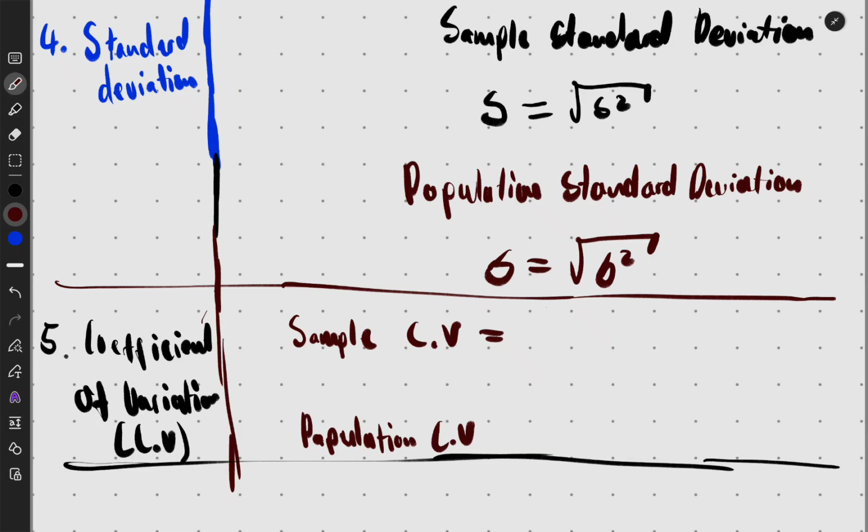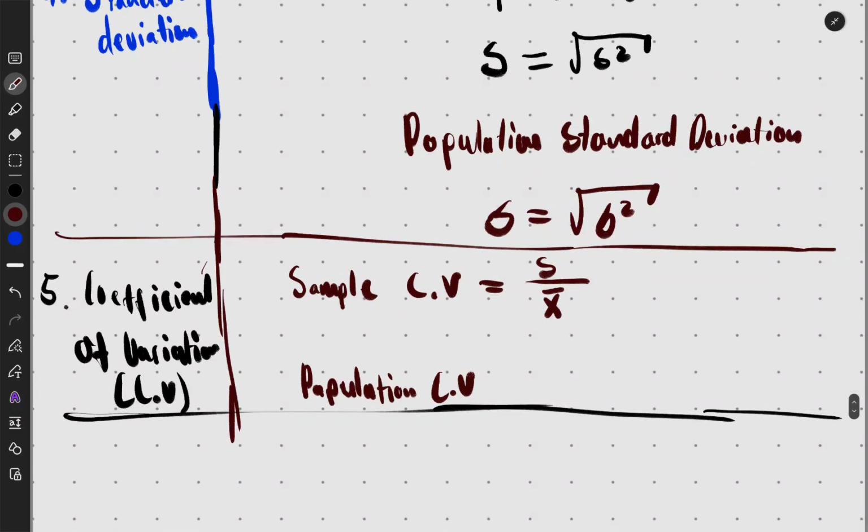This is going to be equal to, remember, for sample it's S, which was the standard deviation of a sample. Then the mean of a sample is X bar. Then for population, the standard deviation was sigma. Then the mean is mu. So it is always standard deviation over the mean, then times 100%, because we will want it as a percentage. You get the coefficient of variation. Do not forget it.